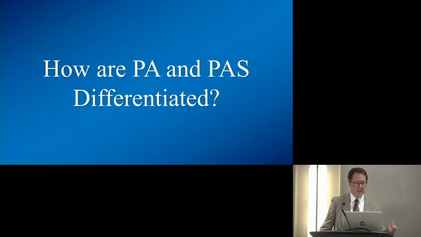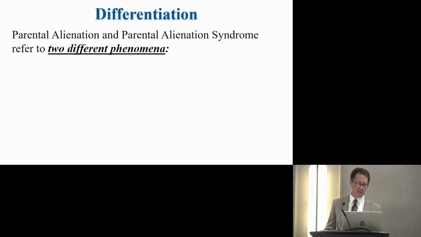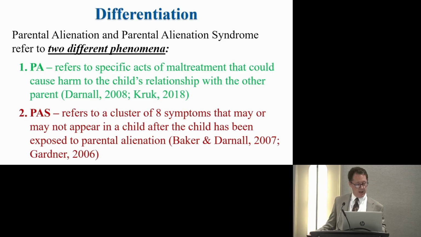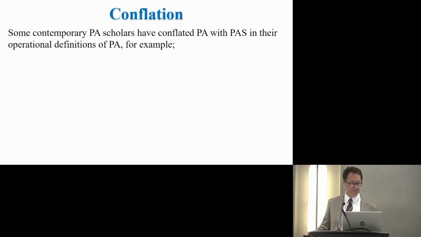So how are PA and PAS differentiated? Parental alienation and parental alienation syndrome are 2 different phenomena. PA refers to the specific acts of maltreatment that could cause harm to the child's relationship with the other parent, and as we learned from Dr. Harmon, not always. It doesn't always. And parental alienation syndrome refers simply to the cluster of 8 symptoms that may or may not appear in a child after the child has been exposed to parental alienation.